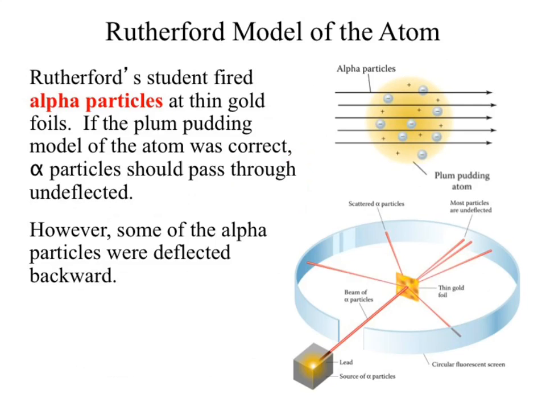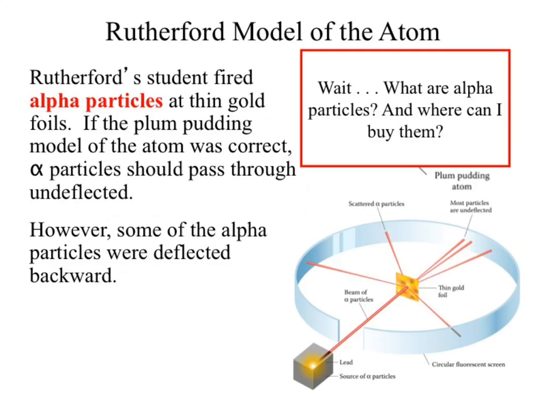Might be highlighted as something separate or different in that statement. Alpha particles. What the heck are alpha particles? Alpha particles are radiation, nuclear radiation. Okay? We didn't know what they were, but we had some way to control and make this source of alpha particles. For this experiment to work, that source of alpha particles must be very, very consistent and very manageable.